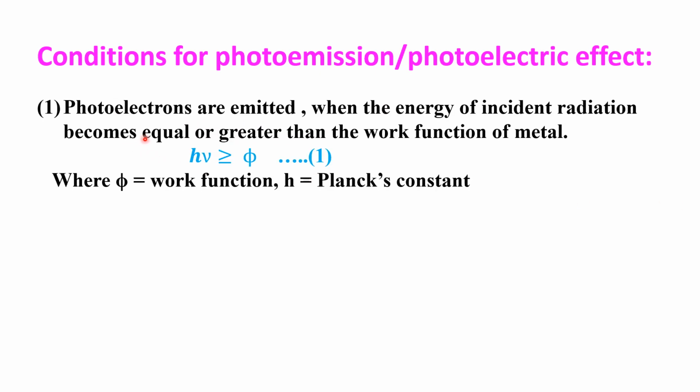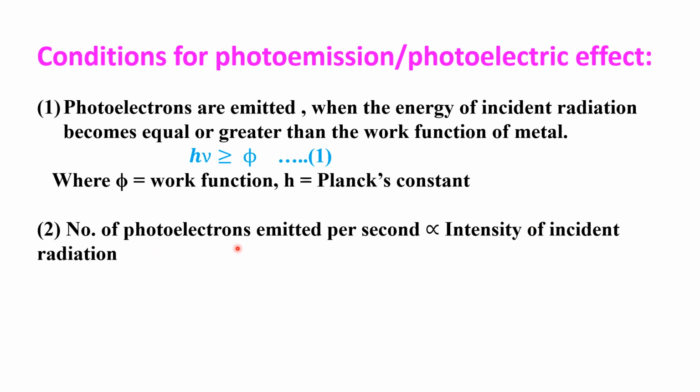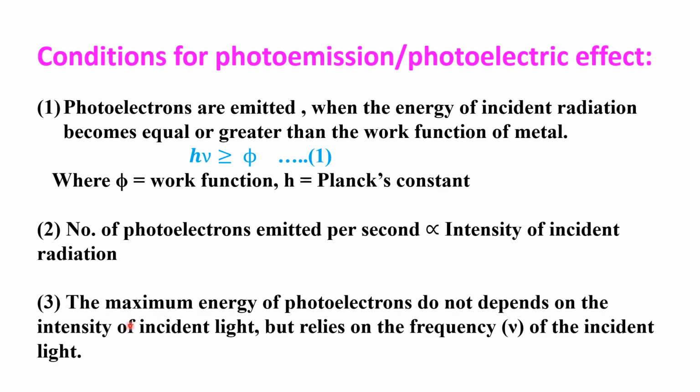So there are certain conditions for the photoelectric effect. Photoelectrons are emitted only when the energy of the incident radiation h nu is greater than phi, the work function, where phi is the work function, h is Planck's constant, and nu is the frequency of the incident radiation. The number of photoelectrons emitted per second is directly proportional to the intensity of the incident radiation. And the maximum energy of photoelectrons does not depend on the intensity of incident light, but depends only on the frequency of the incident light.